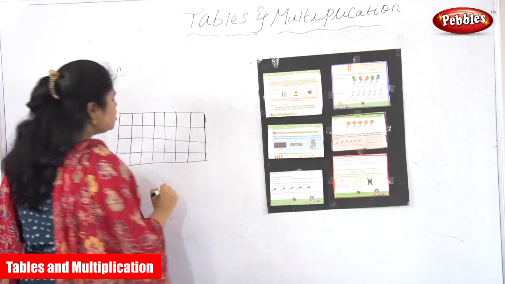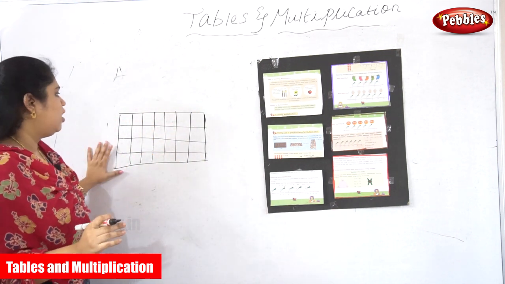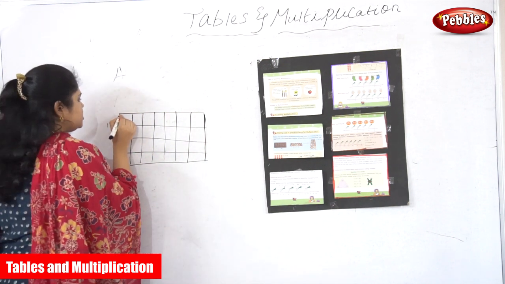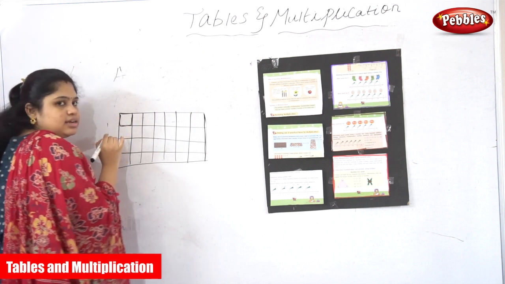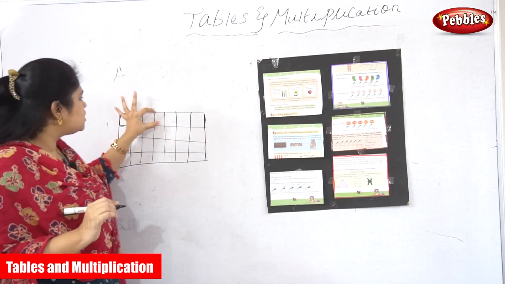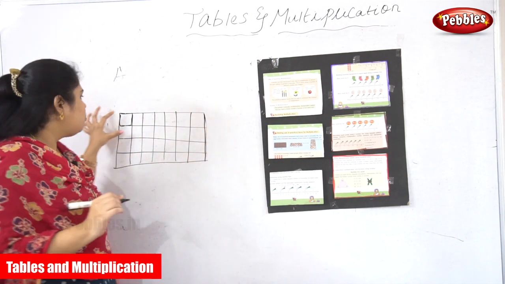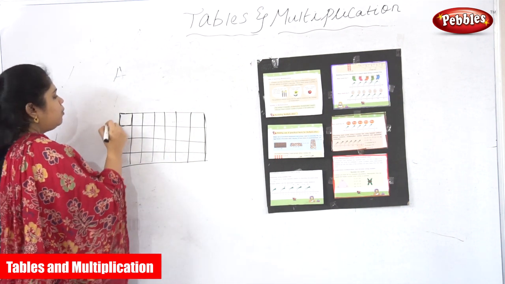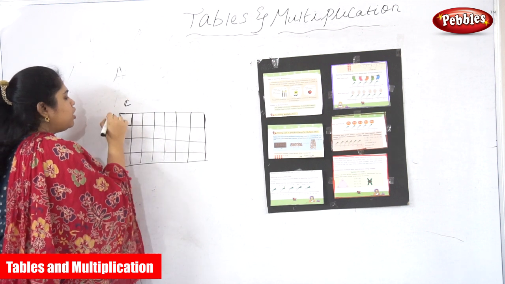So this is a chocolate bar. I want to calculate how many squares are in the chocolate. See, this is how the chocolate looks, isn't it? So how many squares are in the chocolate? We want to count the number of rows and the number of columns.